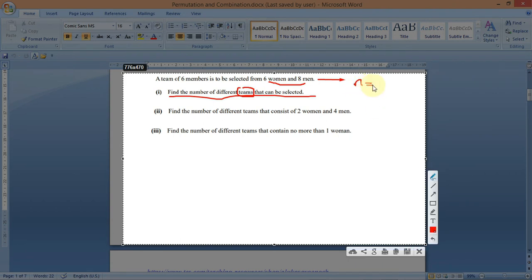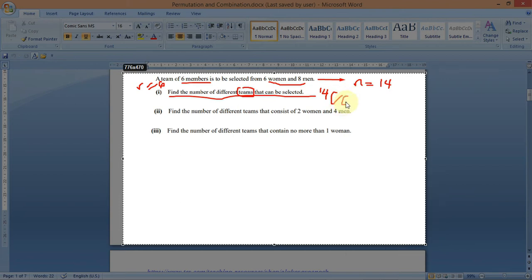And what is 8 plus 6? Let me just use my calculator. 8 plus 6 is 14. So I have 14 here. Then I want to select 6 members, so my r is 6. So nCr, that is 14 combination 6.